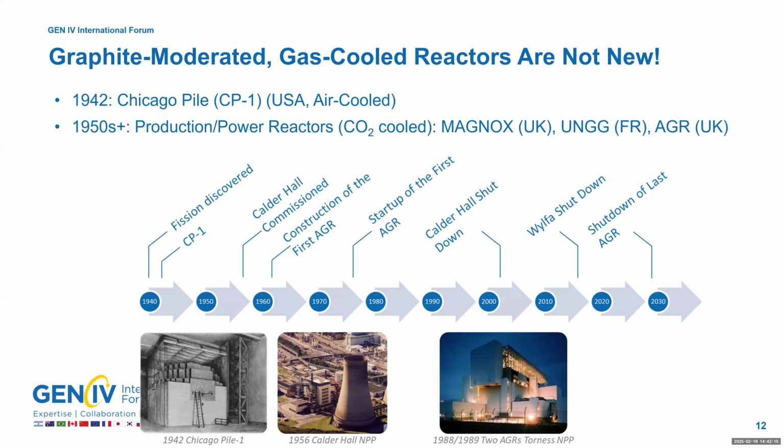So in terms of the history here, graphite moderated and gas-cooled systems are, of course, not new. The very first pile here in the US, Chicago CP1, was a graphite system, air-cooled. Subsequently, in the 50s, both in France and in the UK, we saw the development of the Magnox and HTGR series reactors. As I mentioned, lower temperatures, around 600. These were CO2 cooled, but graphite moderated. So a lot of experience with graphite moderated and gas-cooled systems.